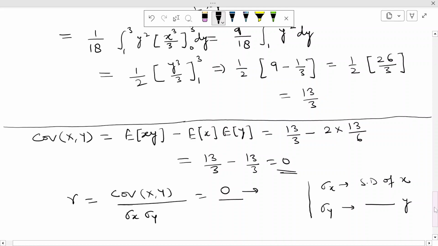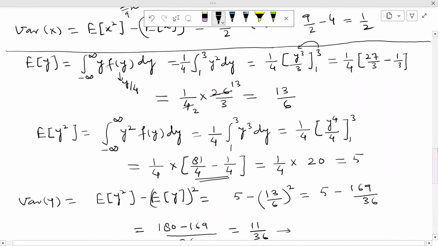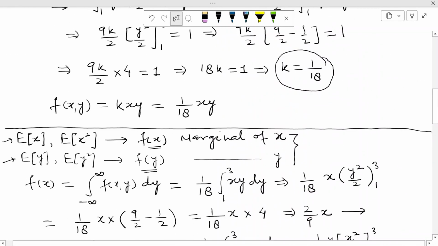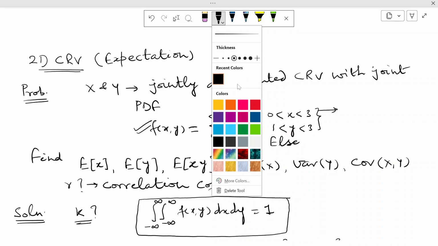So before we end this video, let's have a quick understanding of the steps involved in this problem. So here you can see that we are initially given the joint PDF, and this joint PDF involved a constant. Okay, so here we are having a constant.